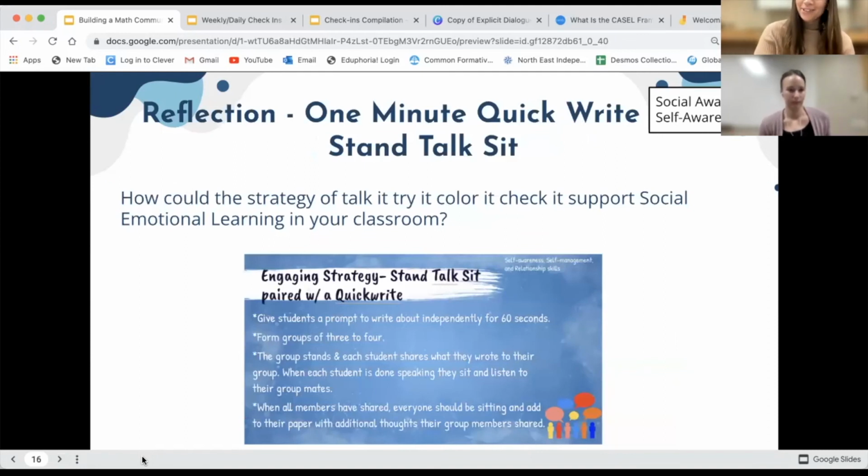What we would like you to do is take 1 minute to think about how this strategy you just saw, Try It, Talk It, Color It, Check It, supports social emotional learning in your classroom. You can go ahead and write down some thoughts that you have. We'll give you a few moments to do so.